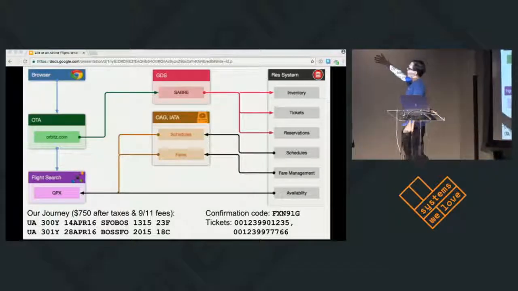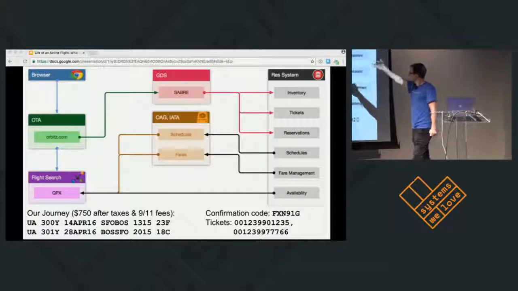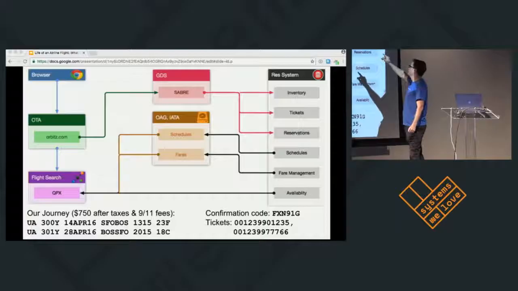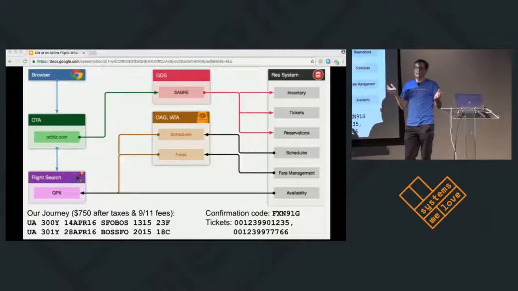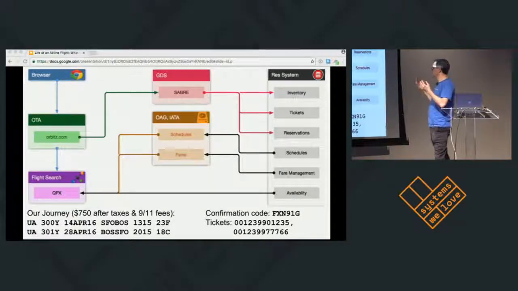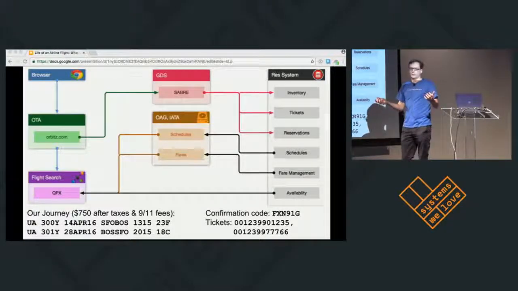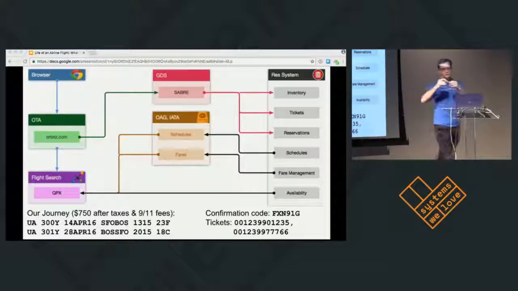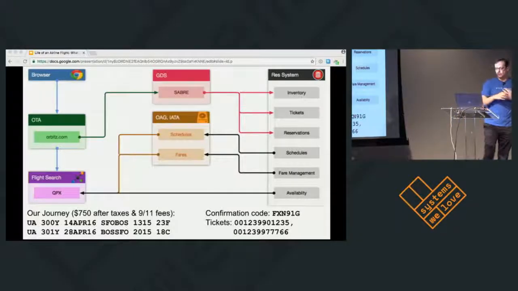The GDS, the global distribution system, which is what Sabre is now. Sabre is also still a reservation system provider. The GDS is basically a clearinghouse. Let's say you wanted to fly from San Francisco to Tanzania, maybe no one airline does that. And the GDS will broker all the transactions between all those airlines, but make it appear as if there's only a single airline that gives you a single confirmation code.